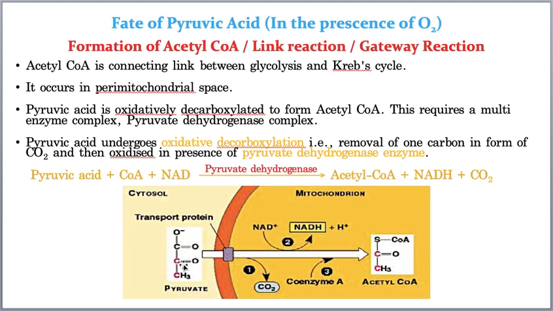Now the second point. Out of 3 carbons of pyruvic acid, one carbon is coming out in the form of carbon dioxide, and this is called decarboxylation. What is the meaning of decarboxylation? Removing of the carbon from any other compound. So here pyruvic acid is a compound. So from 3 carbon pyruvic acid, one carbon came out in the form of carbon dioxide. 3 minus 1 is how much? 2. So it forms the acetyl group.